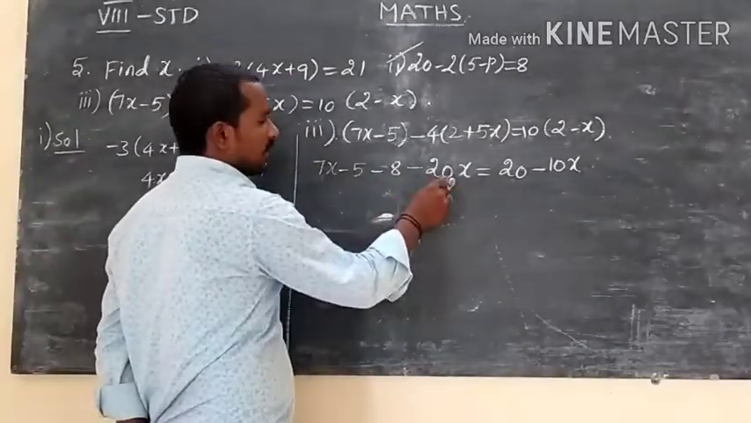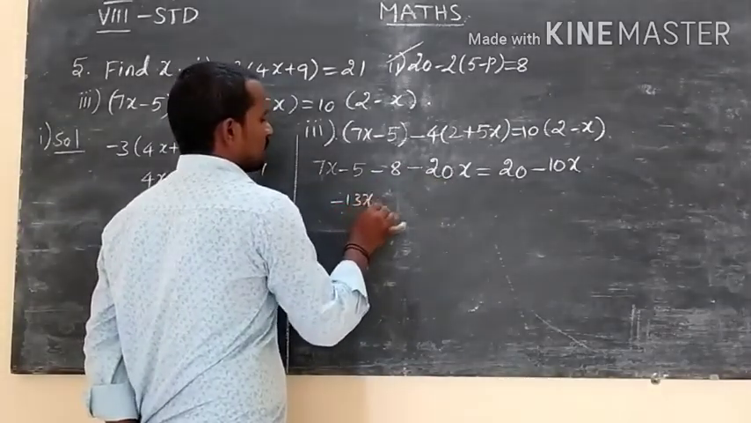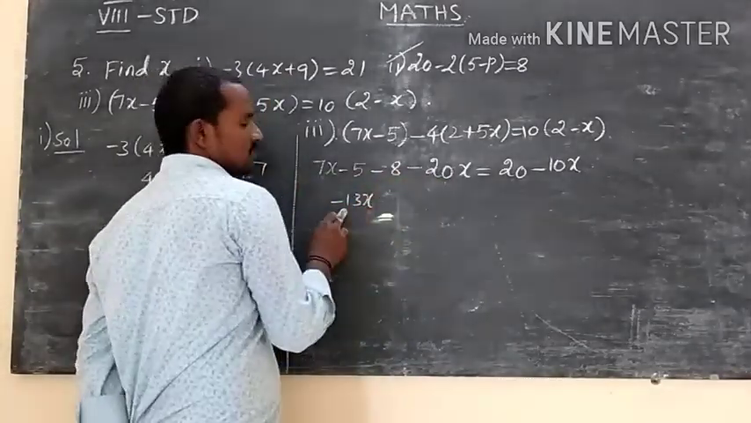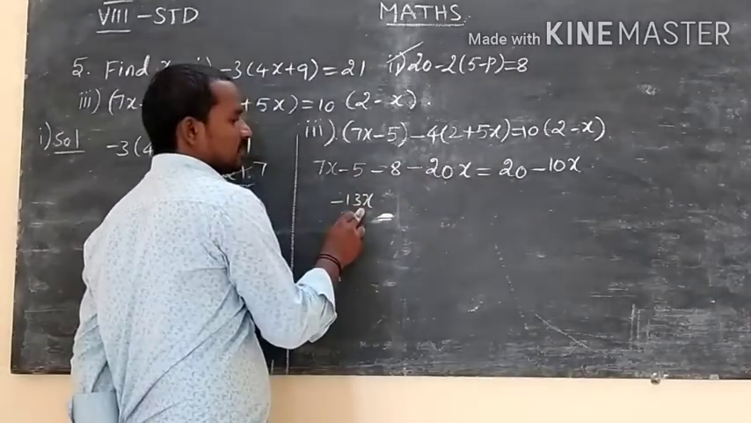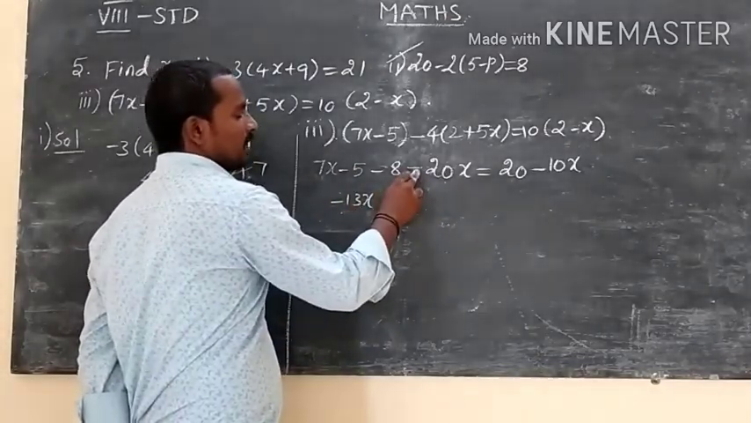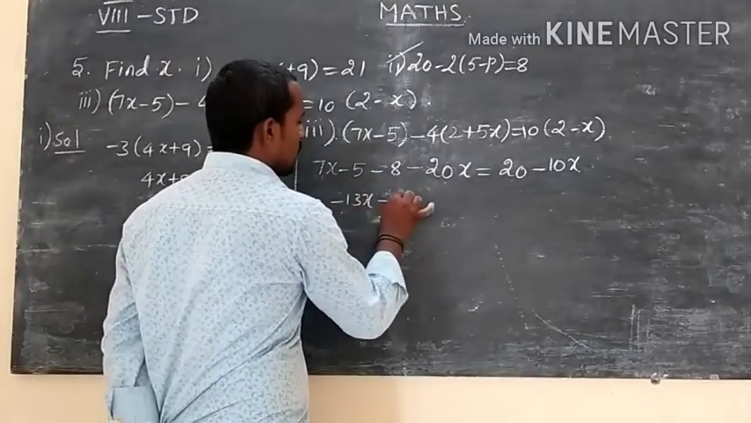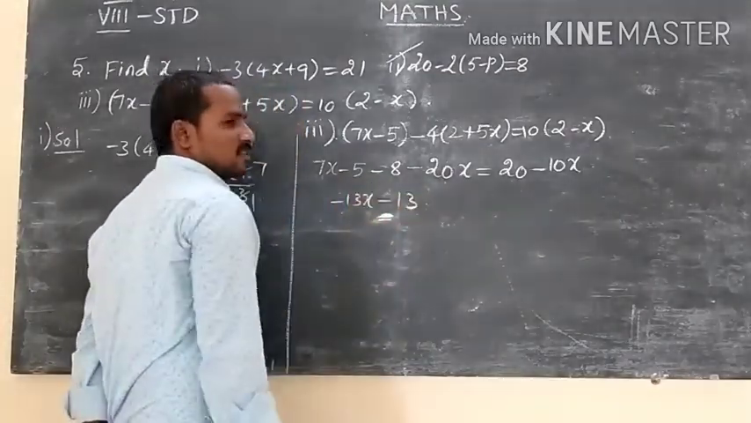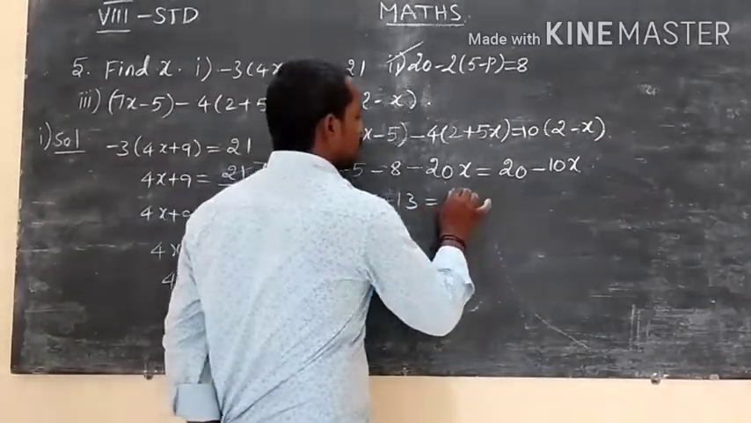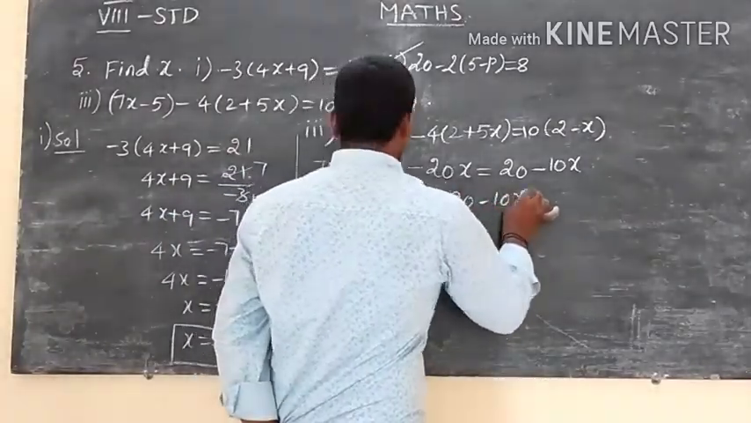7x minus 20x is minus 13x. So different sign making the subtraction. So 20 minus 7 is 13, the greater value sign is minus. Then minus 5, minus 8, totally minus 13. Same sign, which is equal to 20 minus 10x.